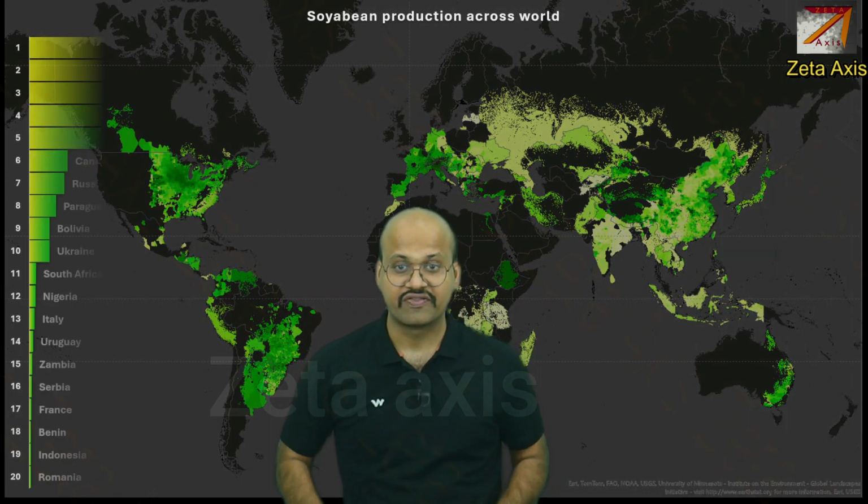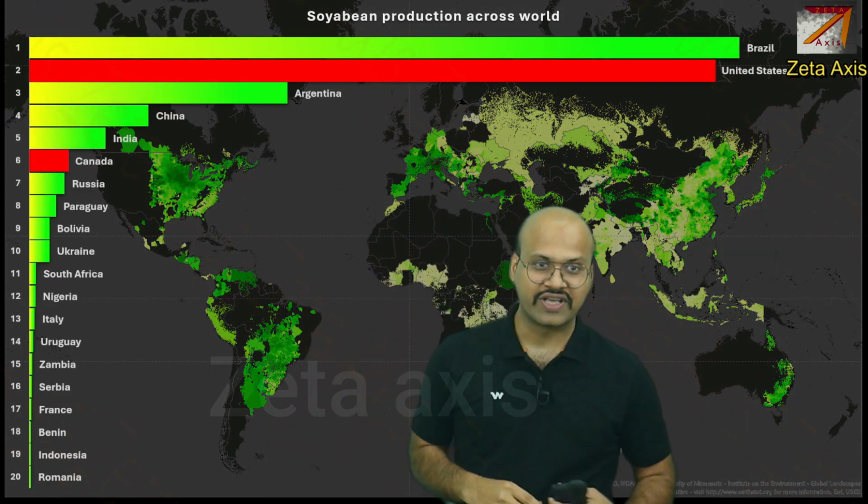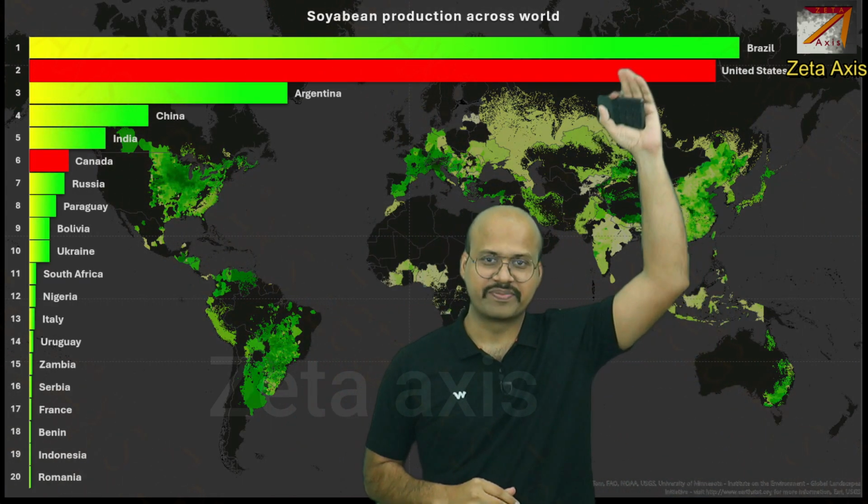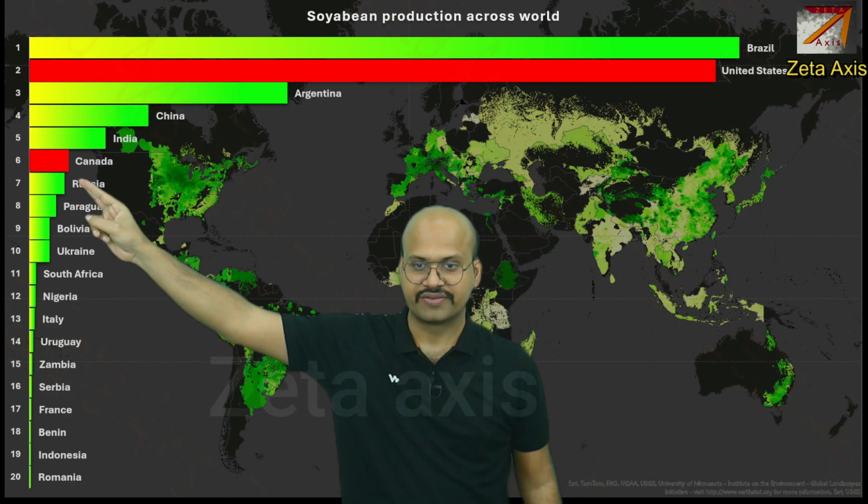higher latitudes. And if we see the global production, then we can see that United States is second after Brazil, and we have Canada over here.